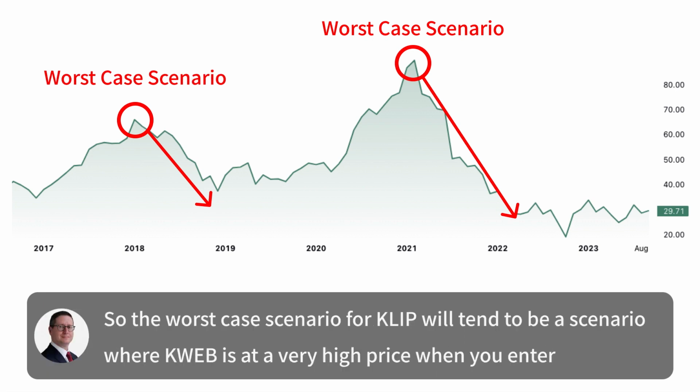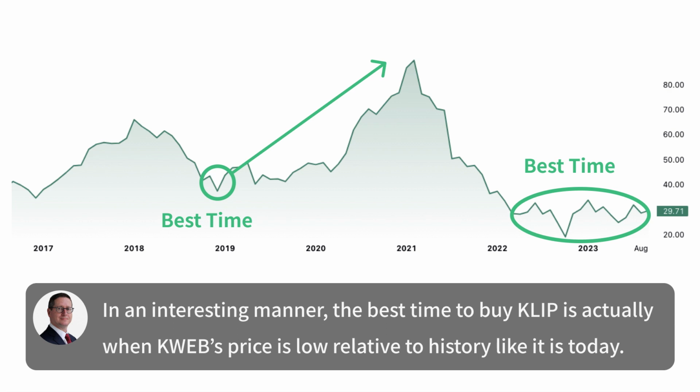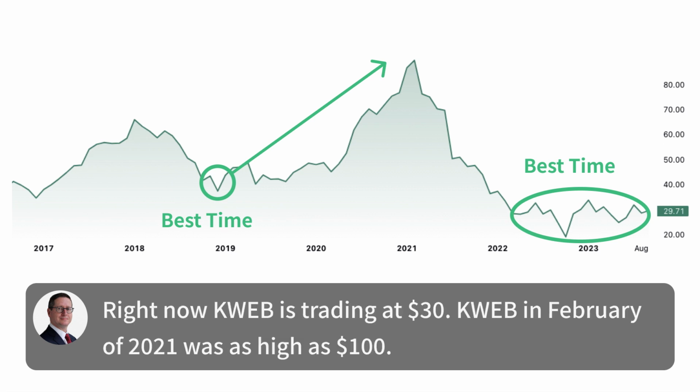The worst case scenario for KLIP will tend to be a scenario where Kwab is at a very high price when you enter and has a lot of downside risk, because KLIP has to absorb the losses that Kwab experiences. Interestingly, the best time to buy KLIP is actually when Kwab's price is low relative to history, like it's today. Right now, Kwab is trading at $30. Kwab in February of 2021 was as high as $100.